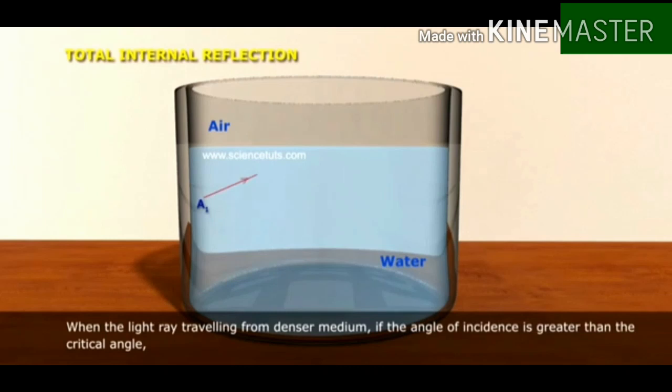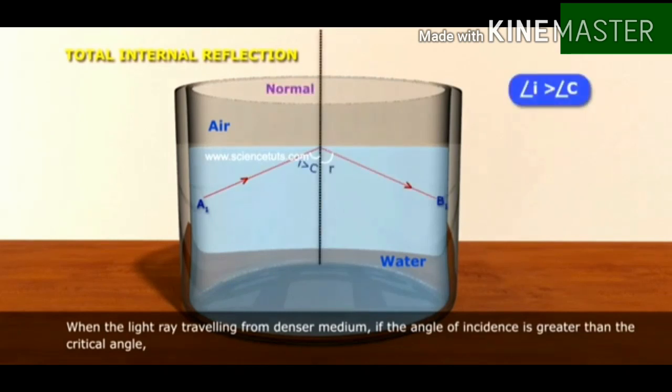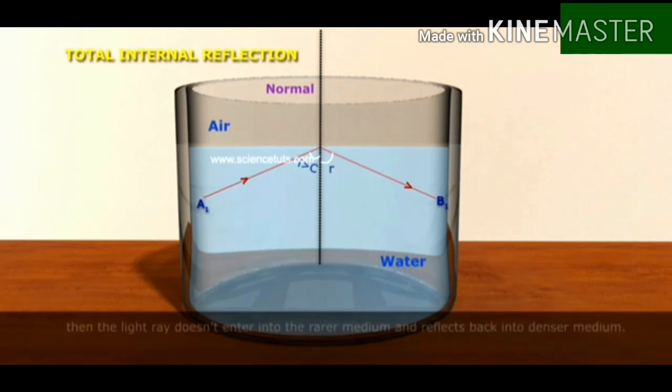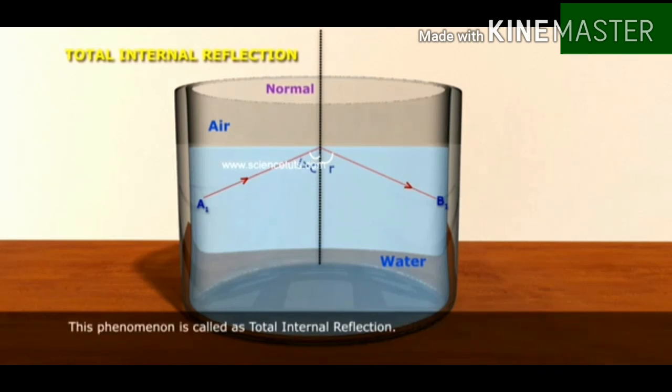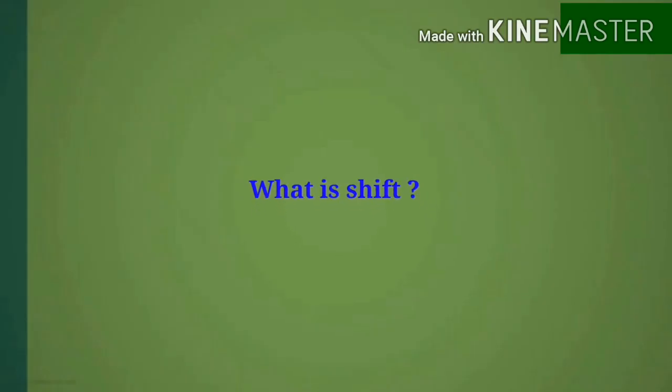Total internal reflection: when a light ray travels from a denser medium, if the angle of incidence is greater than the critical angle, then the light ray doesn't enter the rarer medium and reflects back into the denser medium. This phenomenon is called total internal reflection.